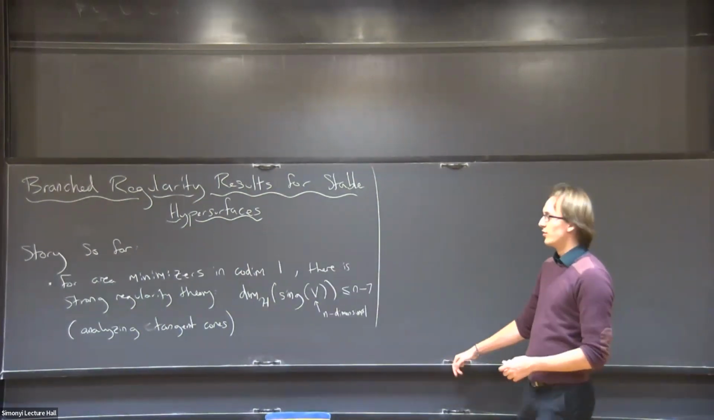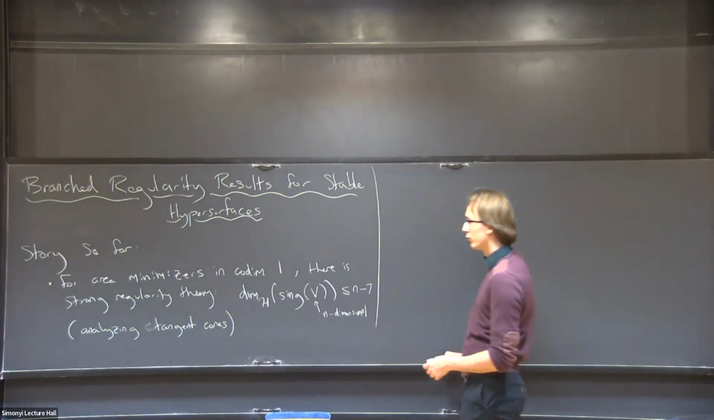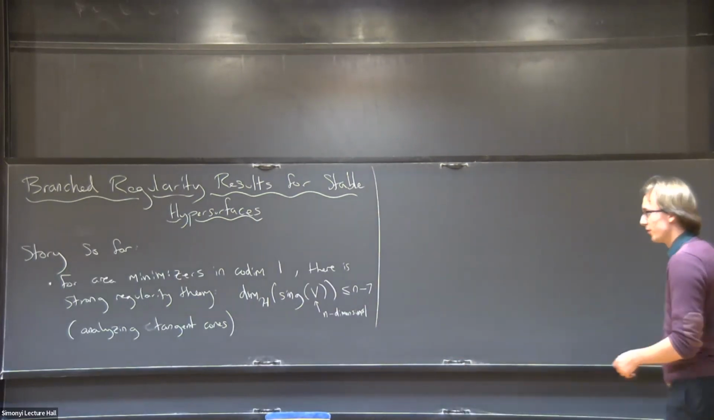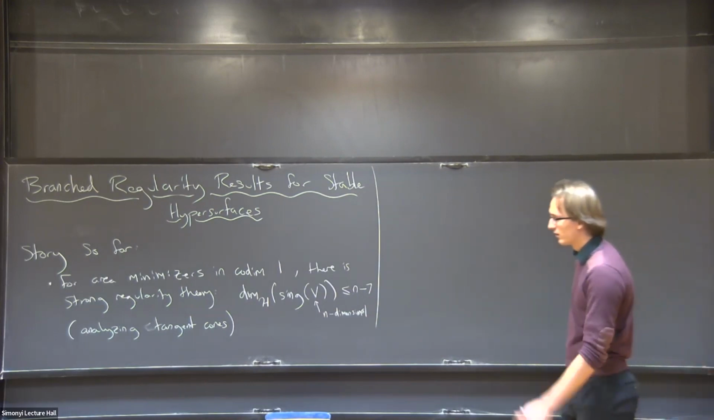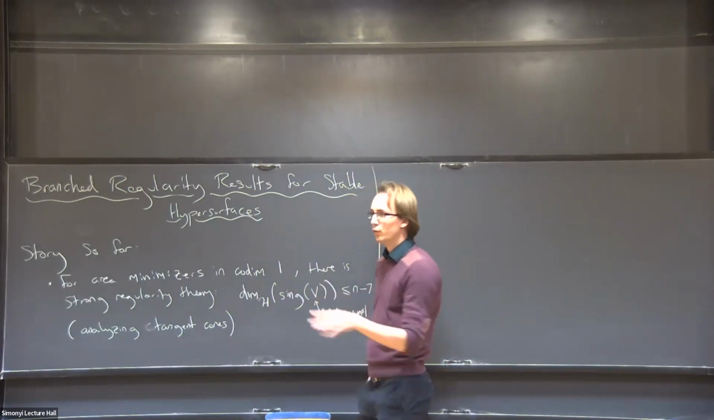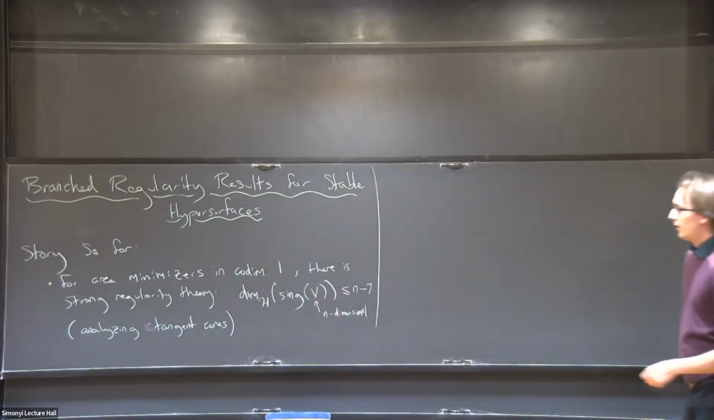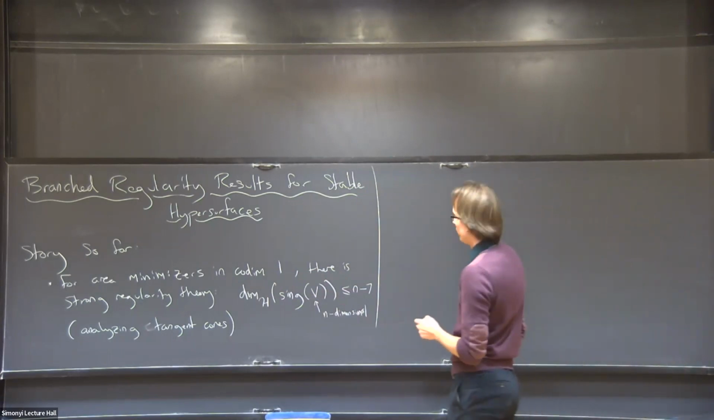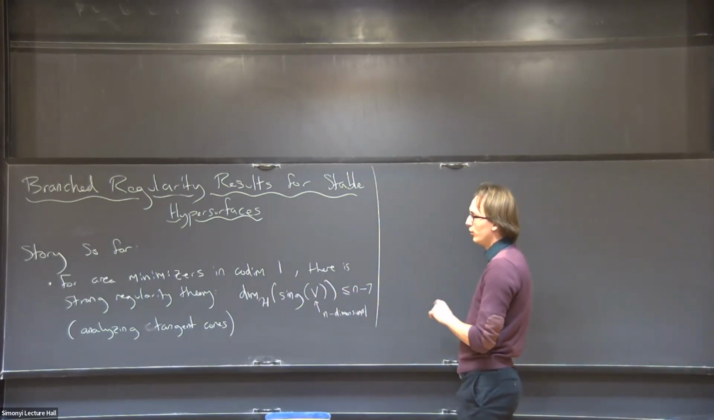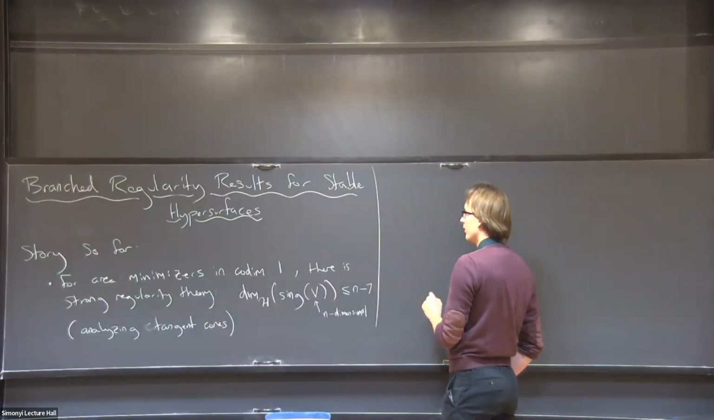And so yeah, this is sharp. You do get 7-dimensional area minimizers which have points in the singular set. So this singular set is generally unavoidable. You can't avoid it. When you go up from just codimension 1 to arbitrary codimension, the situation changes drastically.